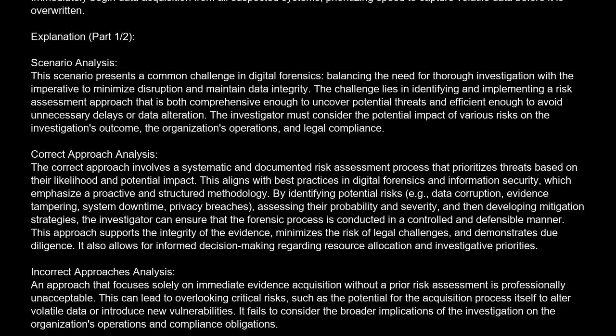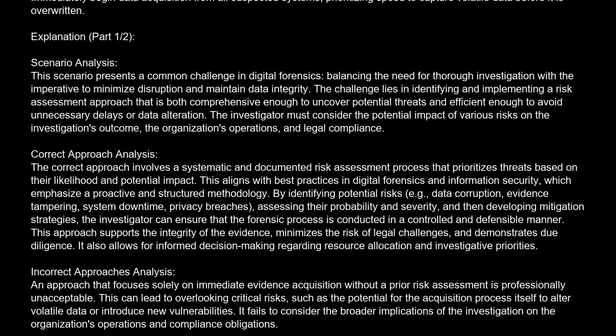Correct answer is C. Immediately begin data acquisition from all suspected systems, prioritizing speed to capture volatile data before it is overwritten. Explanation. Scenario analysis. This scenario presents a common challenge in digital forensics, balancing the need for thorough investigation with the imperative to minimize disruption and maintain data integrity. The challenge lies in identifying and implementing a risk assessment approach that is both comprehensive enough to uncover potential threats and efficient enough to avoid unnecessary delays or data alteration.